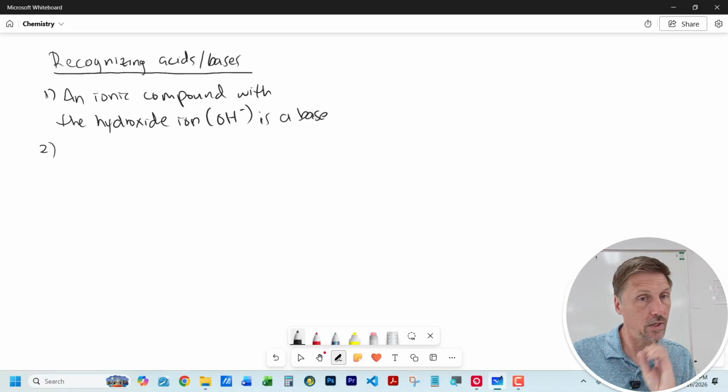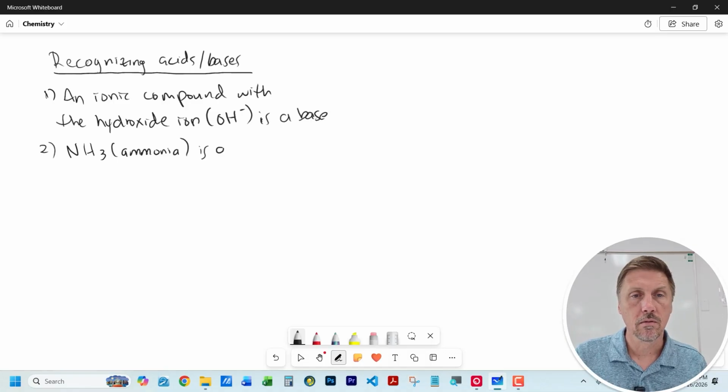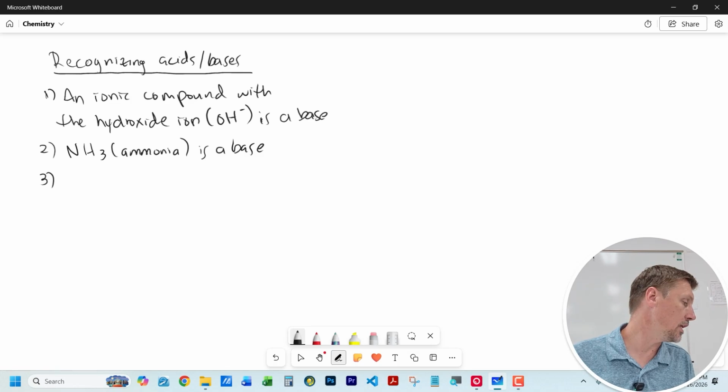Also, NH3, I've already said this. NH3, which is the chemical formula for ammonia, will always act as a base. So if you see that, just label it a base. You don't have to figure out anything that's going on with the H's.